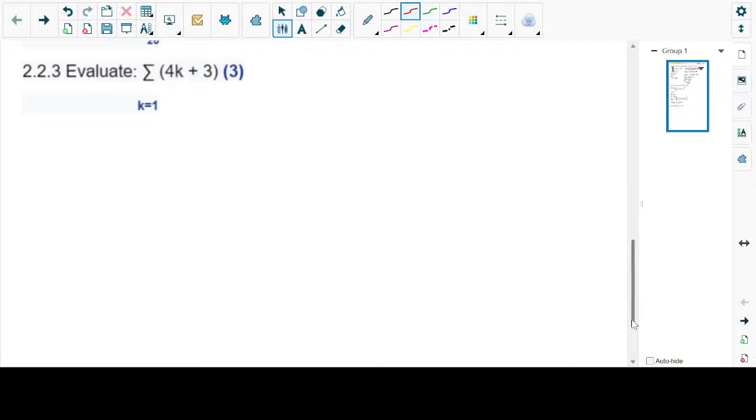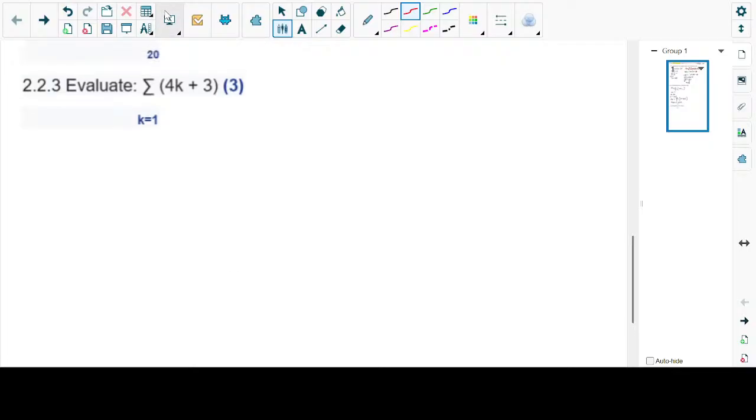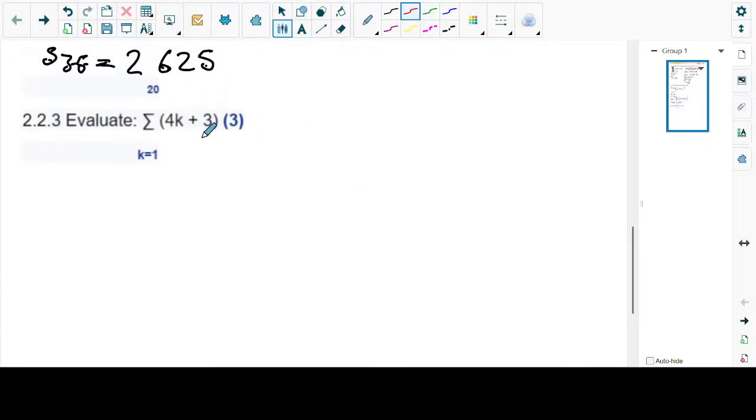Alright, I like it. Let's go. So the second question says you should evaluate the sigma of 20, where down there k is equal to 1, and the expression is 4k plus 3. It starts at k equal to 1 and ends at k equal to 20. Is it 20 or 120? It's 20. Open bracket, 4k plus 3.